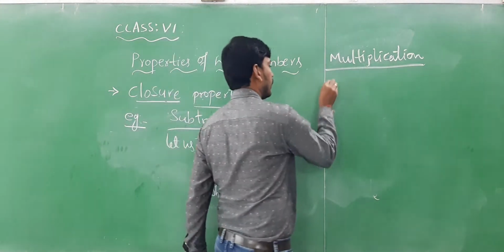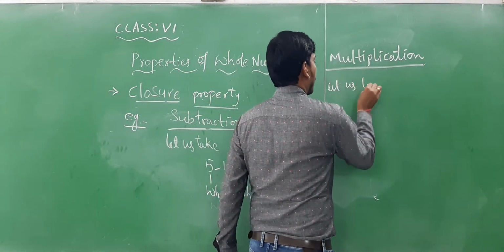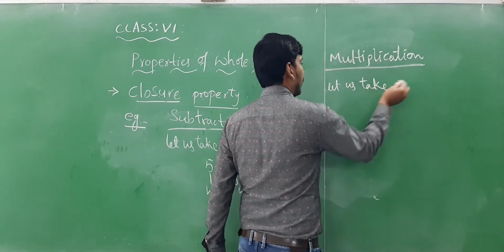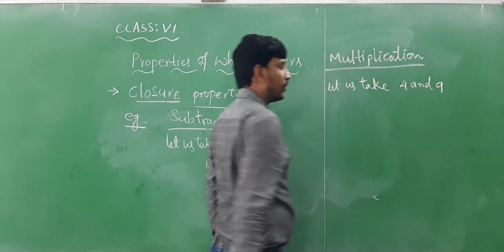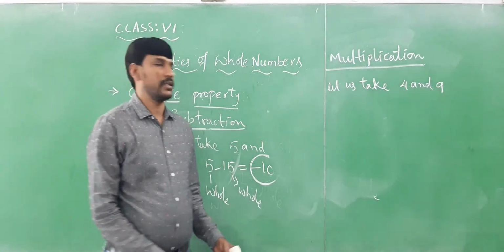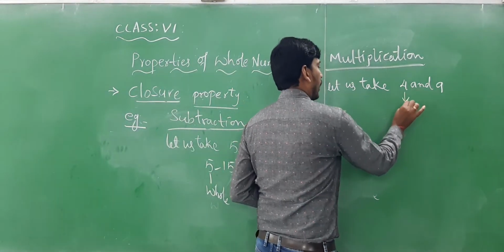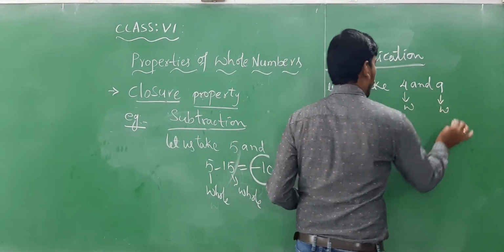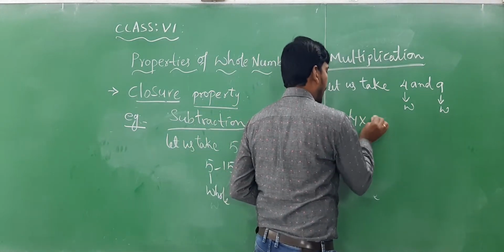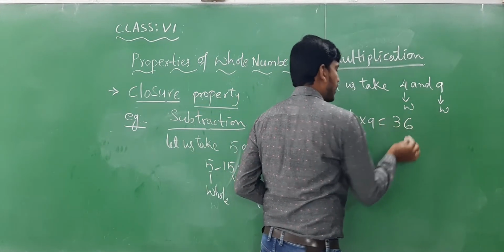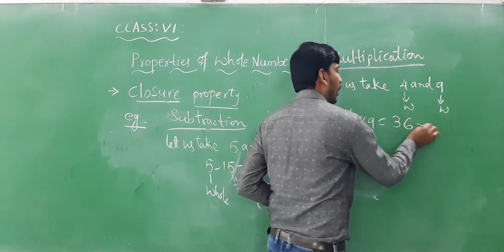Let us take 4 and 9. Both 4 and 9 are whole numbers. The product of these two numbers, that is 4 into 9, the result is 36. Even 36 is also a whole number.